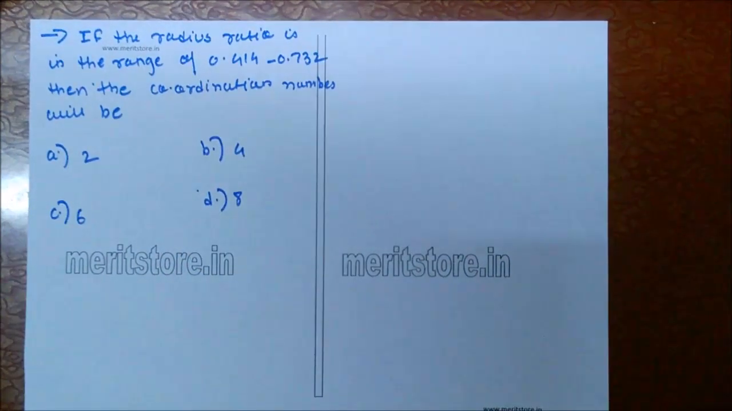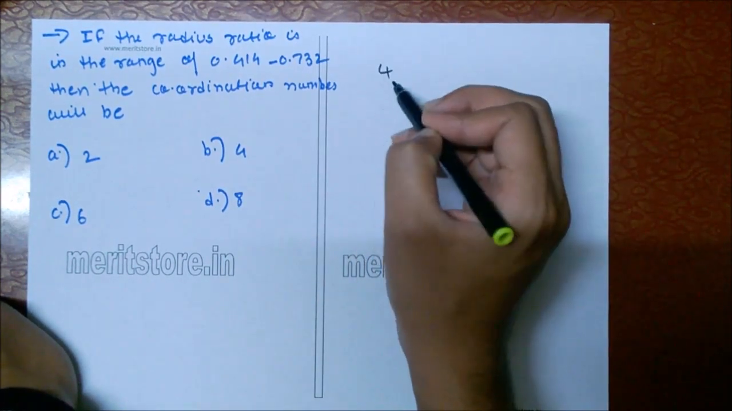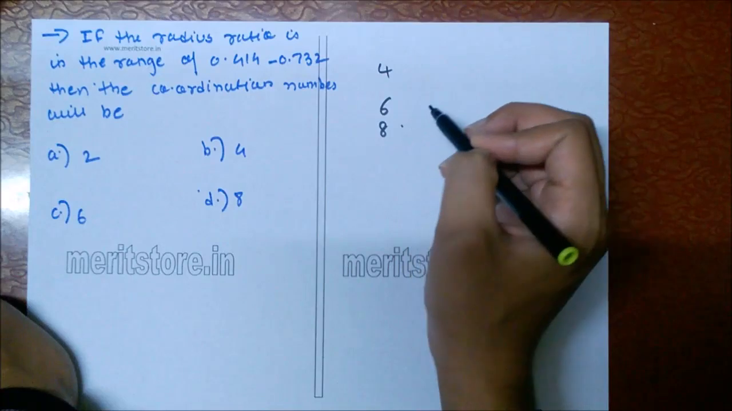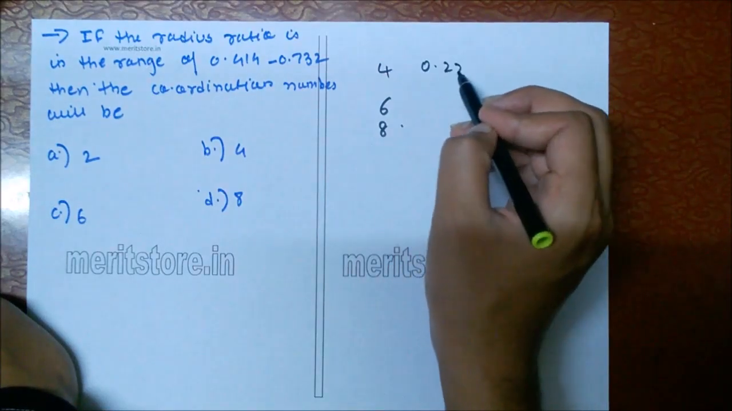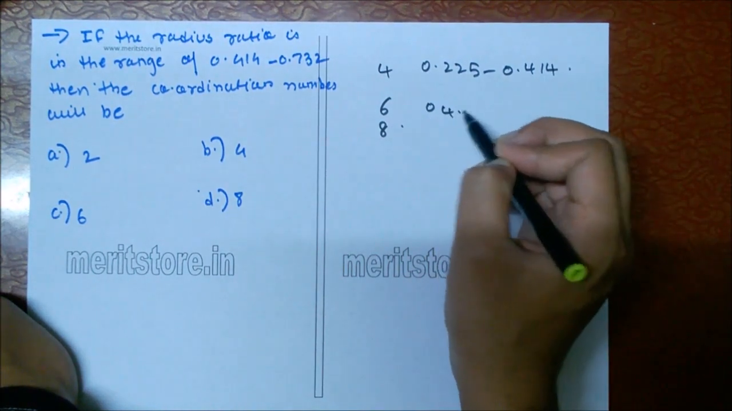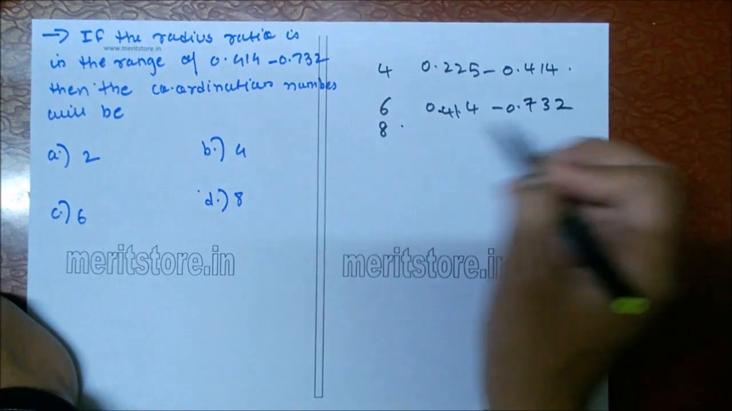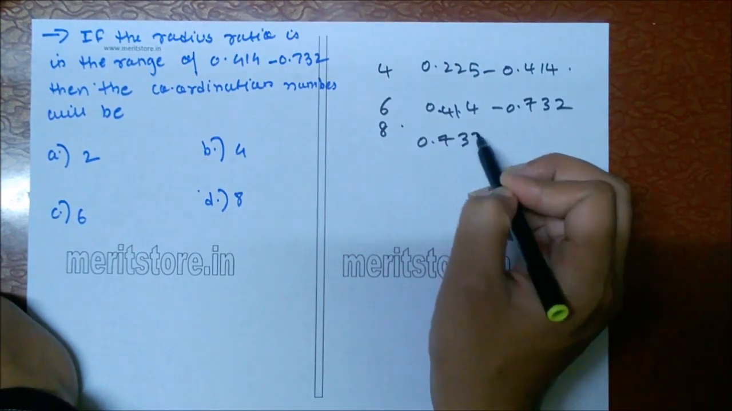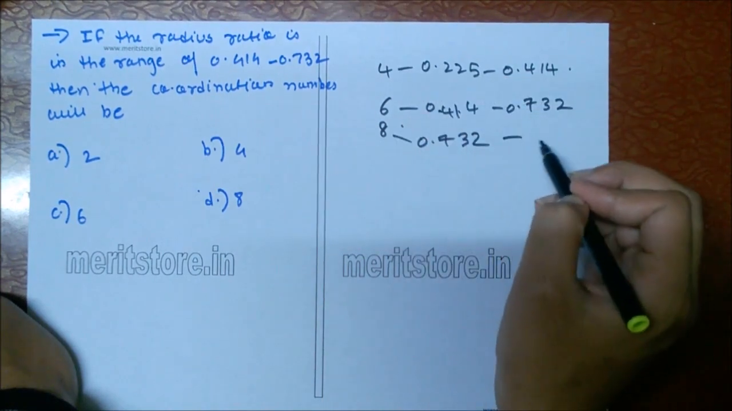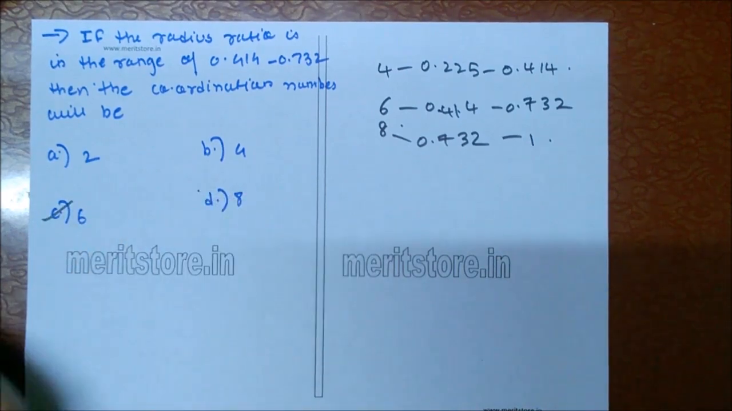If the radius ratio is in the range of 0.414 to 0.732, what will the coordination number be? The radius ratio for coordination numbers 4, 6 and 8 lies between the ranges 0.225 to 0.414, 0.414 to 0.732 and 0.732 to 1 respectively. So option C is the correct answer.